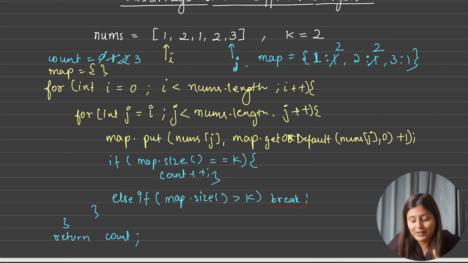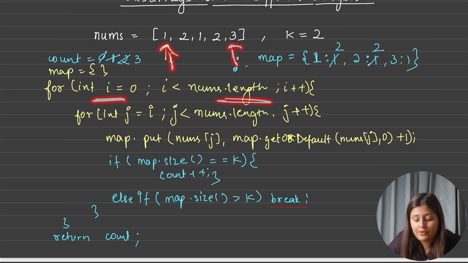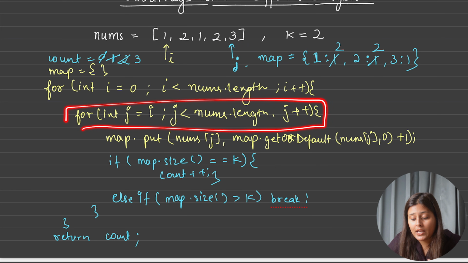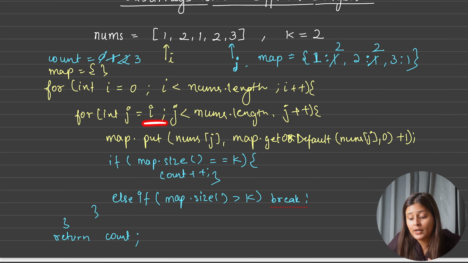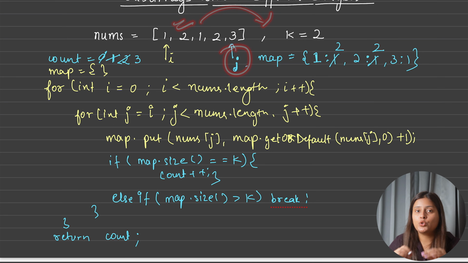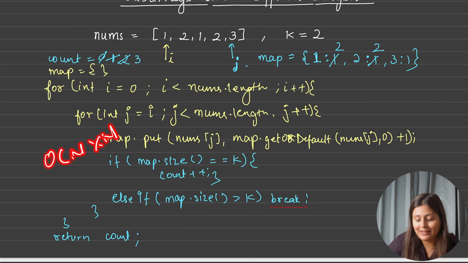So what is the time complexity in this case? If you see, I have started from 0 and run till the last index. So O of n for the very first loop, correct? And the second for loop, you can see j is always starting from i and going to the last index. So basically for every i index, we are running the j index from that particular index to the last index. So in total O of n times O of n, so total O of n square.